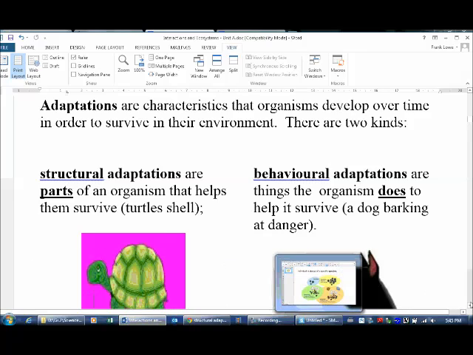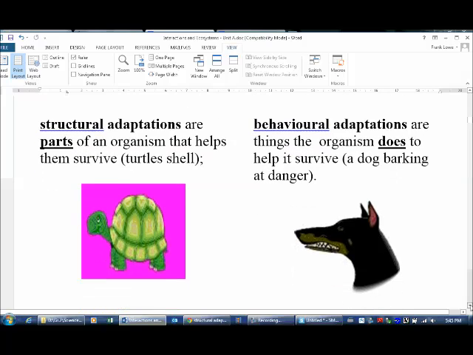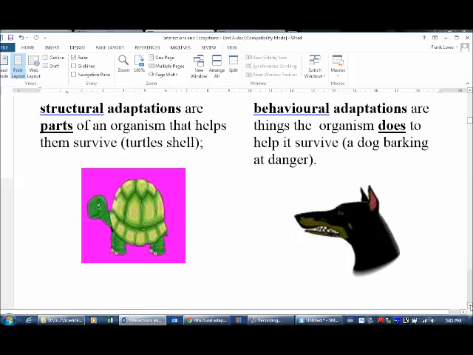Now, structural adaptations are the parts of an organism that help them to survive. So it's their actual parts. So a classic example is the shell of a turtle. It helps the turtle survive because it can pull itself into the shell. The shell is very hard and protects the turtle from any kind of predators.